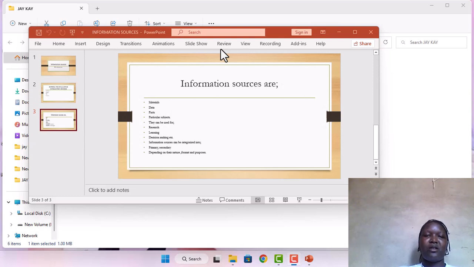I will put them so that you'll be in position to understand them clearly, so that when you want to extract information, you can do it by yourself, not asking for somebody's help. I'll also talk about secondary sources, and you'll understand it very well. These information sources are grouped into primary and secondary depending on their nature, format, and their purposes.